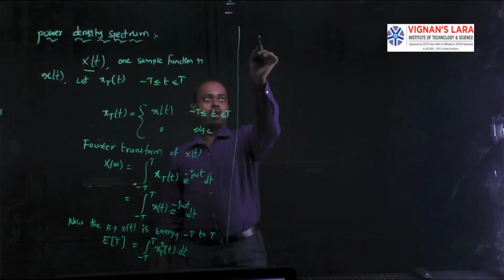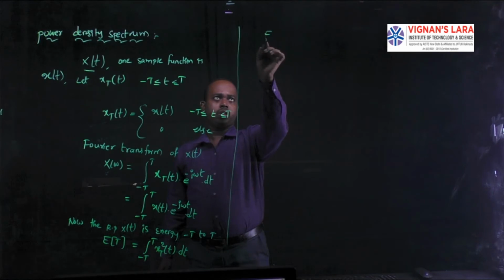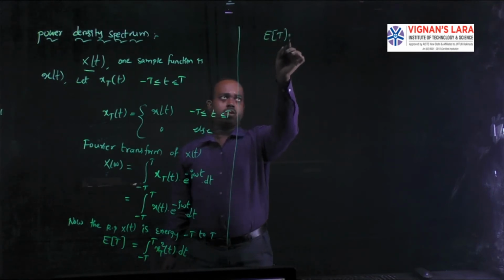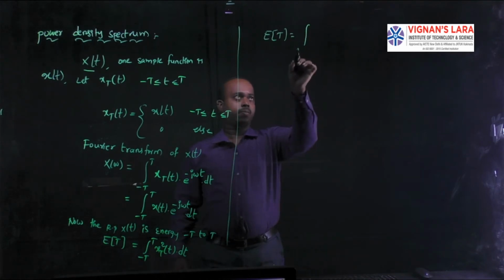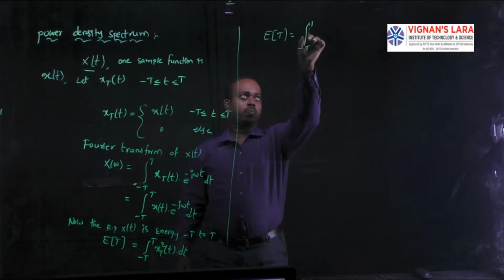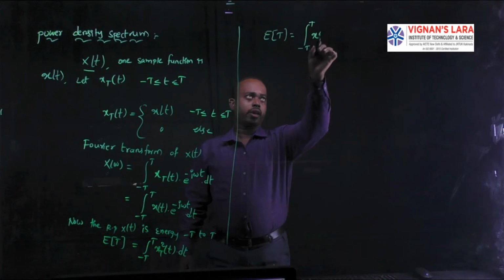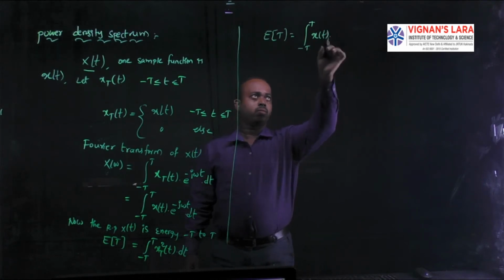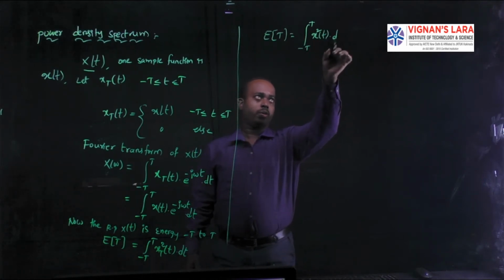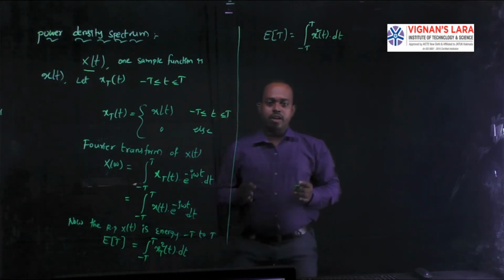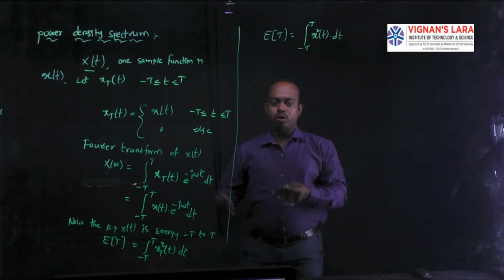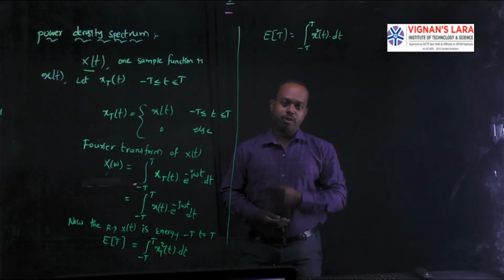The normal value of E(t) is the integral from minus T to plus T of |x(t)| squared dt. This is the energy function. We are able to define the energy function in the frequency domain.